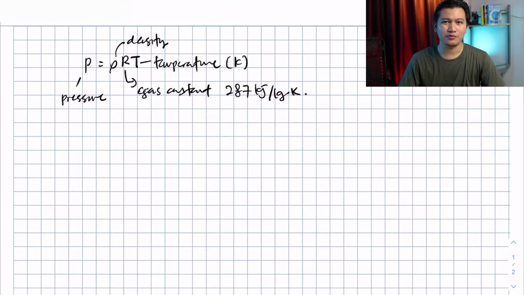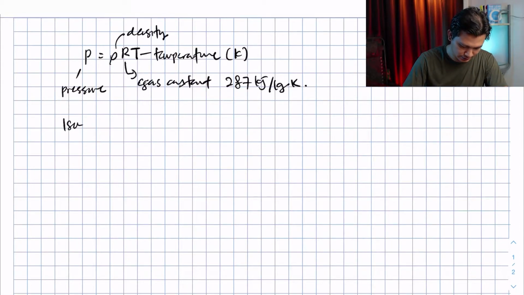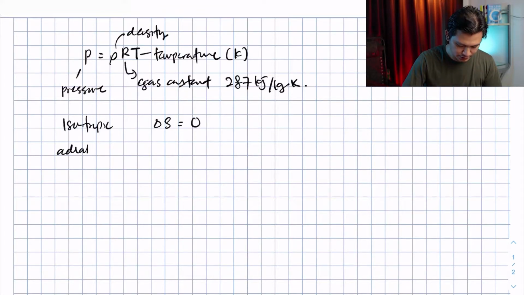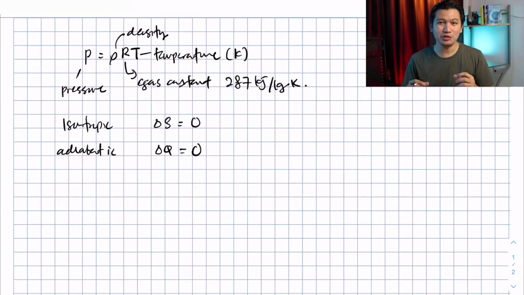Also, very often when we study compressible flow, we're going to assume that the flow is isentropic and also adiabatic. Isentropic means that there is no change in entropy, so delta S is 0. Adiabatic means that delta Q is 0, meaning that there is no heat transfer to and from the flow itself.